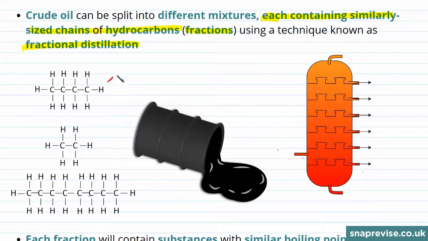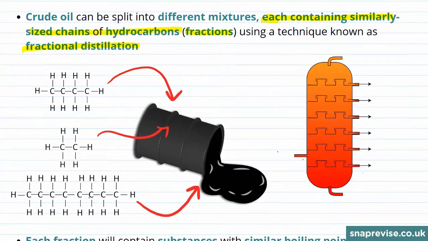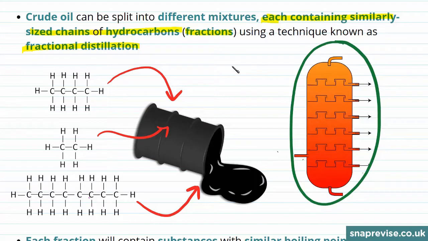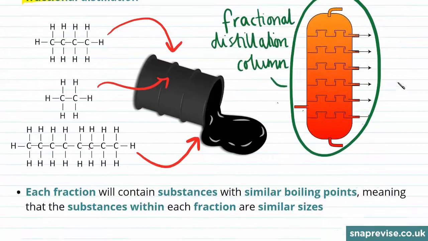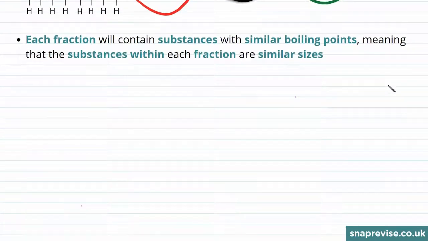Most of the hydrocarbons that are present within crude oil are alkanes, containing single carbon-carbon bonds, such as the molecules shown here on the left-hand side. These will all be present within crude oil. If we want to separate them out, we use the fact that different lengths of alkanes will have different boiling points, and use an experimental setup known as the fractional distillation column, which is shown on the right-hand side here. Each fraction contains substances that have similar boiling points to each other.